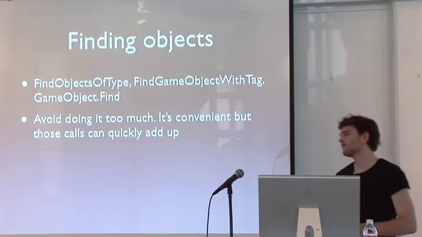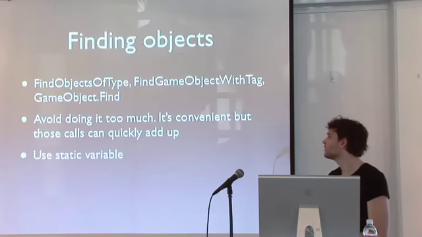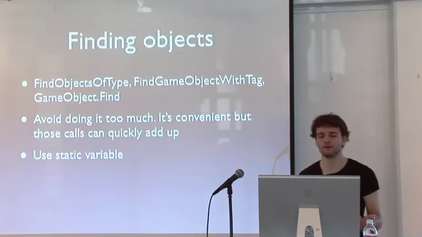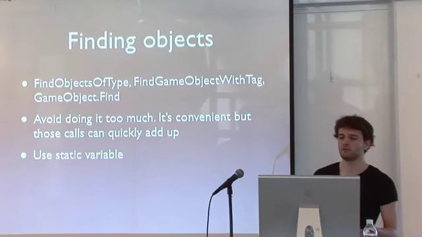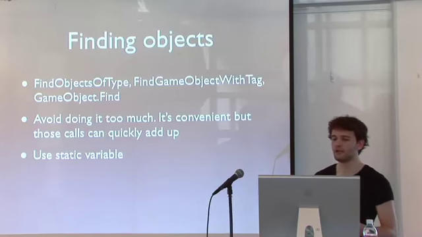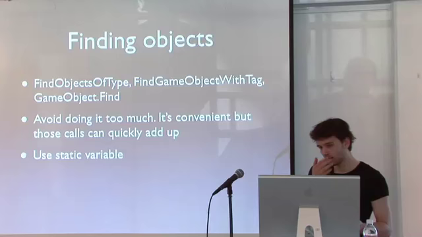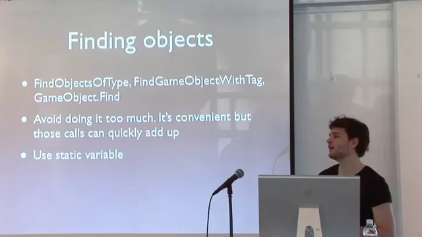So let's say you have a player in your scene, and you have a lot of enemies trying to track down the player and shoot at him. So you might use GameObject.Find and then the name of the player. That would be crazy slow. The second thing you could do is use FindGameObjectWithTag. That would be faster, but it's not the fastest way to do it.